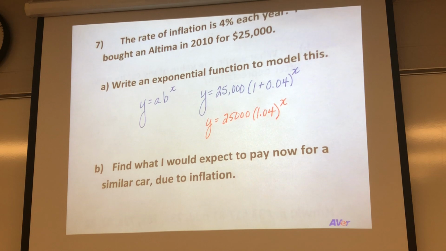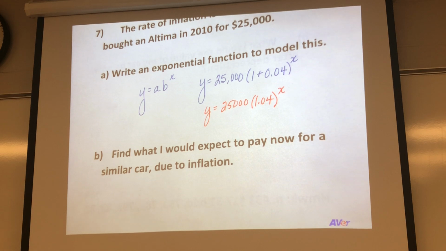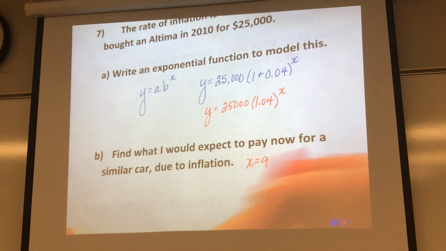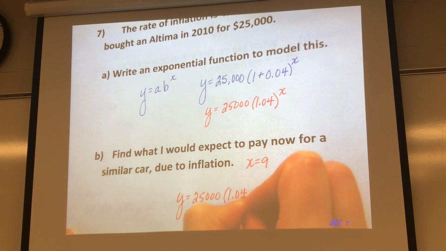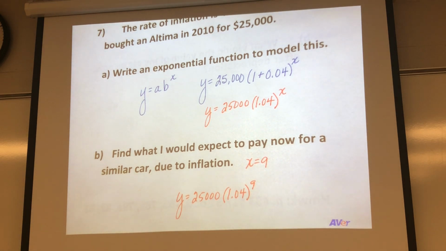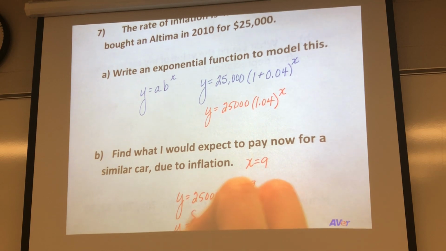Part B, what would I expect to pay now for a similar car due to inflation? Well, if I bought that in 2010, and now it's 2019, my x value is going to be 9. So I have y equals 25,000 times 1.04 to the 9th. And then we can just throw that in the calculator. To the 9th. So that same car today would cost $35,582.80.